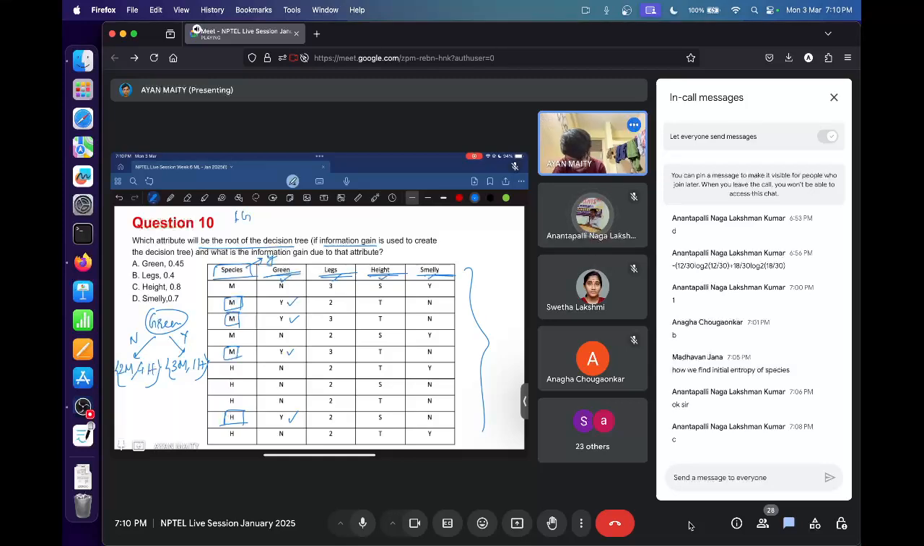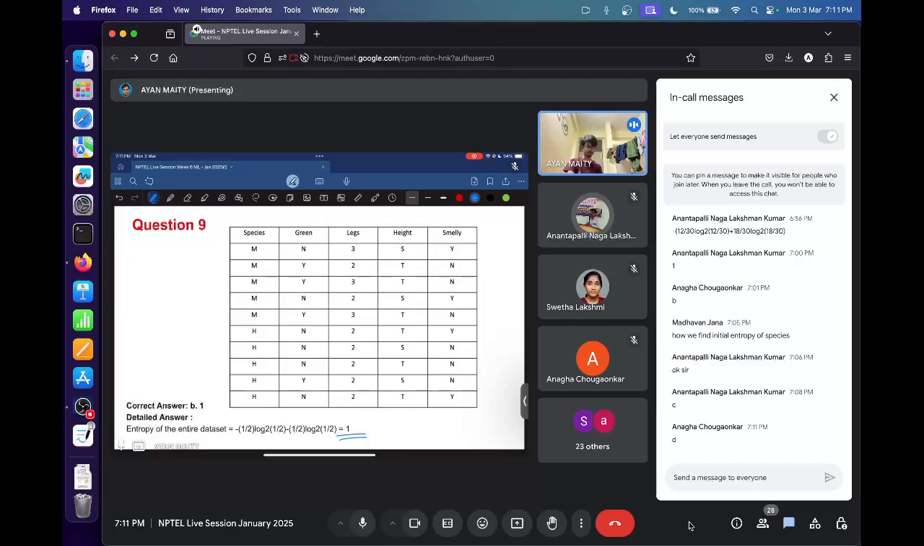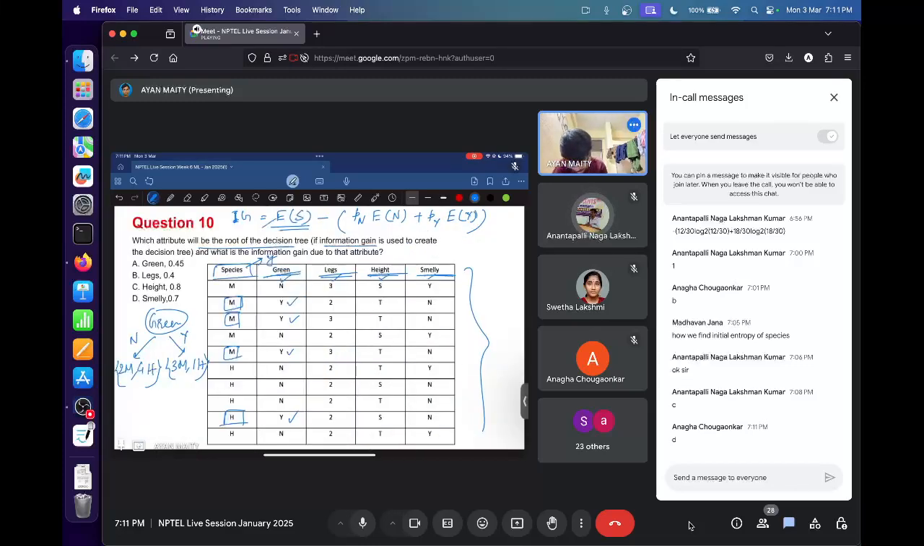The information gain formula is the entropy of the whole data set. Let's consider E as the entropy, and S represents the whole data set. Information gain equals E of S, minus the fraction of elements in the n branch of green times the entropy of that n branch, plus the fraction of elements in the y branch times the entropy of the y branch. So this is the formula for information gain. Now this E of S we have already calculated in the previous question. The entropy of the whole data set is 1. So E of S is 1.